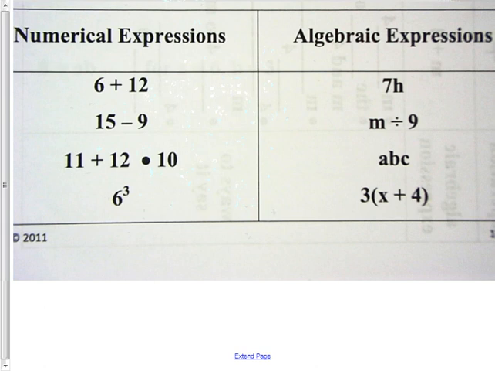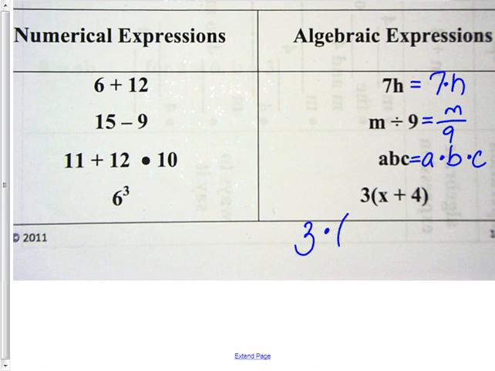Now, just to take a quick peek at this, 7h: the 7 is a coefficient, and 7h means 7 times h. M divided by 9, of course, means m divided by 9. We could also write this in fraction form. ABC means A times B times C. So when I have numbers next to each other, or variables next to each other with no symbol in between, that is a multiplication.